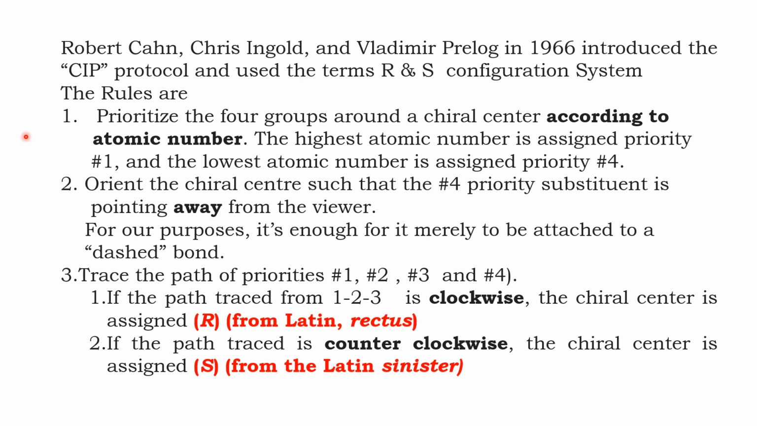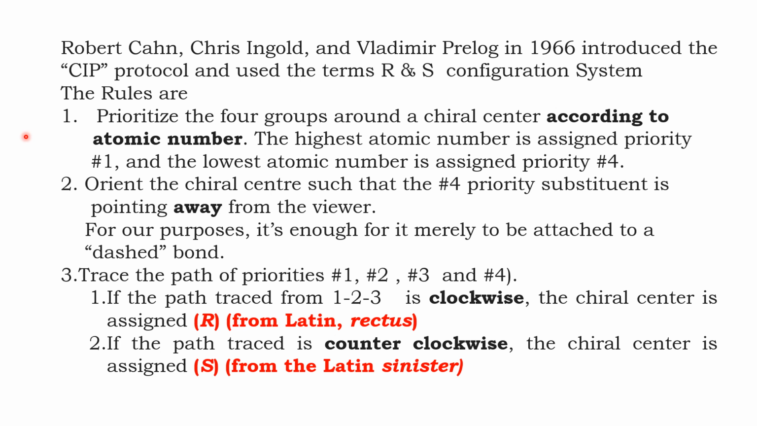So identify the atoms or group of atoms around the asymmetric carbon atom and give their priority based on their atomic number. Highest atomic number should get highest priority, while lowest atomic number should get lowest priority. The second rule is to keep the molecule in such a way that the least priority is away from the viewer. We know any asymmetric carbon atom has a tetrahedral shape, so we should place the least prioritized group, that is the fourth priority group, away from our eyes, or it should fall behind the molecule.